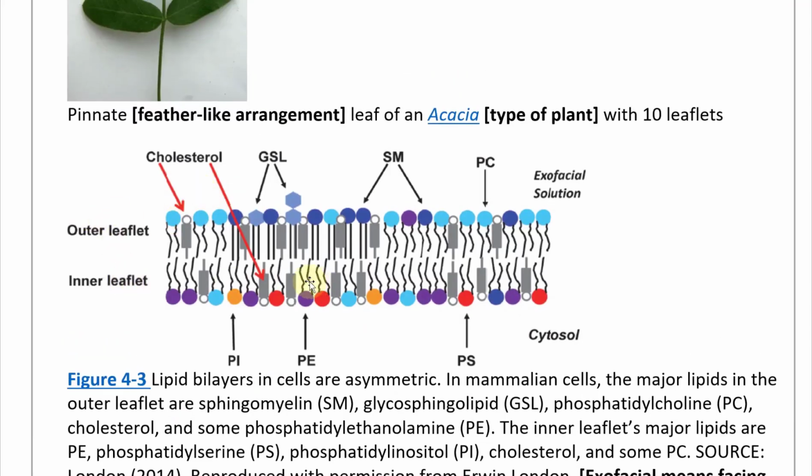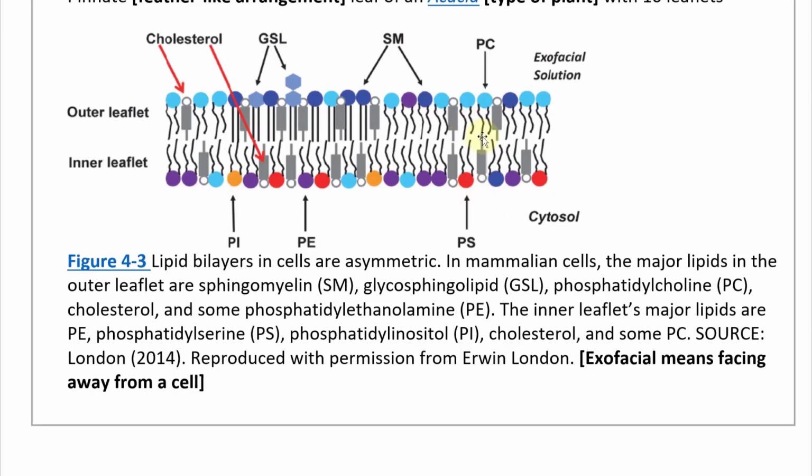So there's the outer one. The inner one is where the cytosol is, and the outer one is outside of the cell. The other one is cholesterol. There's GSL, there's SM, and there's PS, the different kinds of lipids. And the inner leaflet's major lipids are PE. So you also have this one right here, and then PS, which is phosphatidylserine, and also this PI, which is phosphatidylinositol, and then this cholesterol, and some PC, which was this over here, phosphatidylcholine.